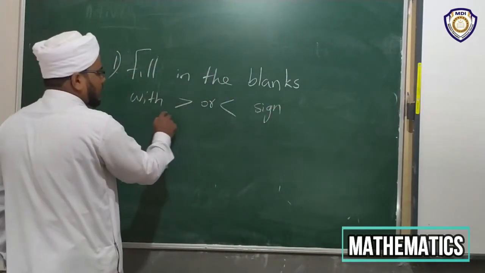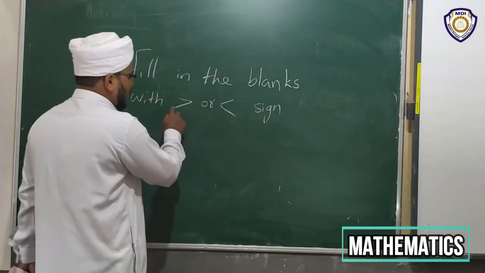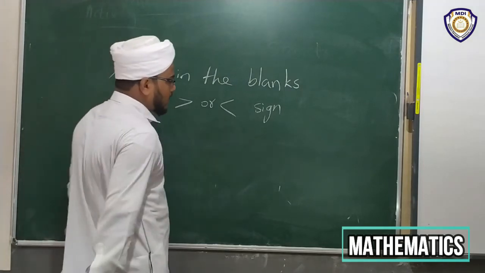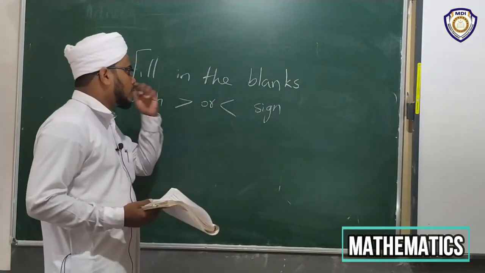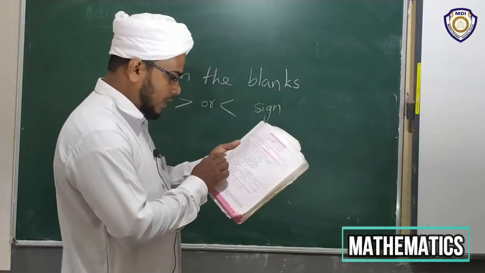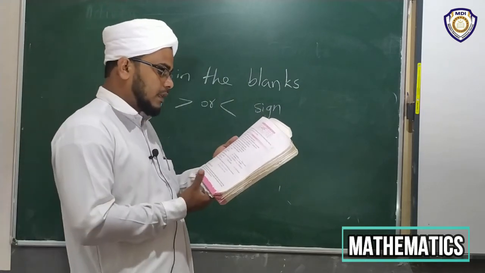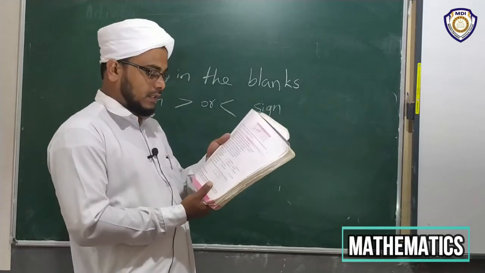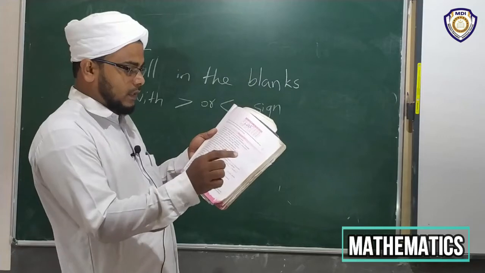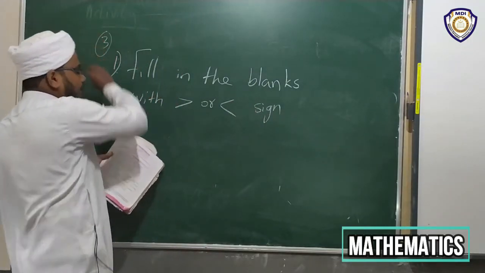fill in the blanks with these signs, greater than or less than. Using these 2 signs, fill in the blanks. There are A, B, C, D, E, F: 6 questions you have to write down in your notebook. You can see there question number 3.